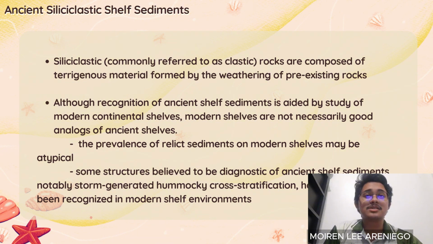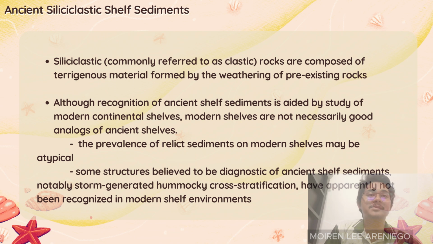Next, although recognition of ancient shelf sediments is aided by study of modern continental shelves, modern shelves are not necessarily good analogs of ancient shelves. For example, the prevalence of relict sediments on modern shelves may be atypical, and conversely, some structures believed to be diagnostic of ancient shelf sediments, notably storm-generated hummocky cross-stratification, have apparently not been recognized in modern shelf environments.